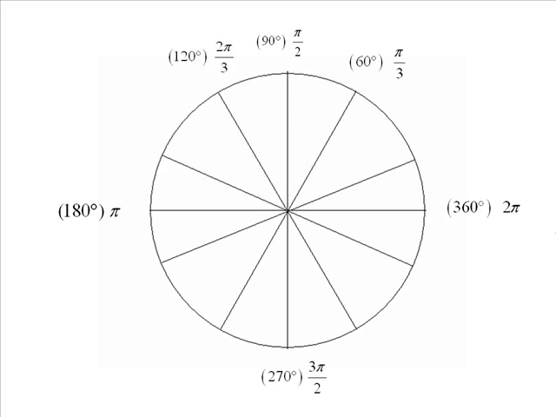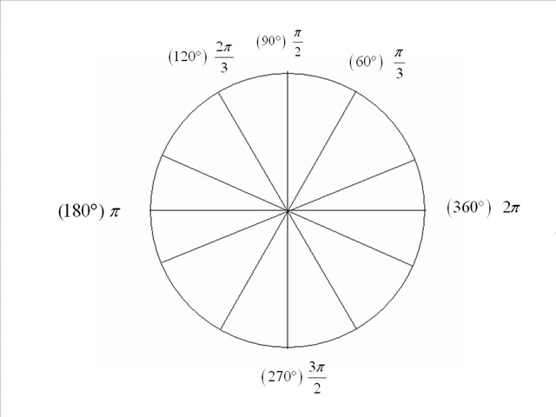Then a 60 degree reference angle in quadrant 2 is 120 degrees. And that would be 2 pi over 3. How did I get that? Well, starting with 60 degrees is equal to pi over 3, 60 times 2 is 120. So pi over 3 times 2 is 2 pi over 3.